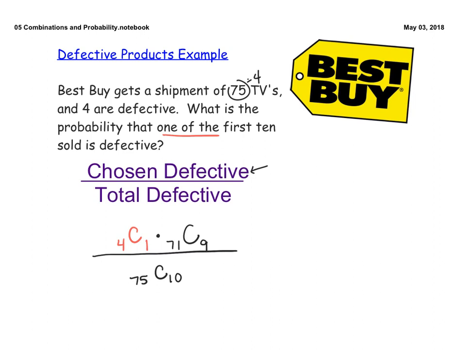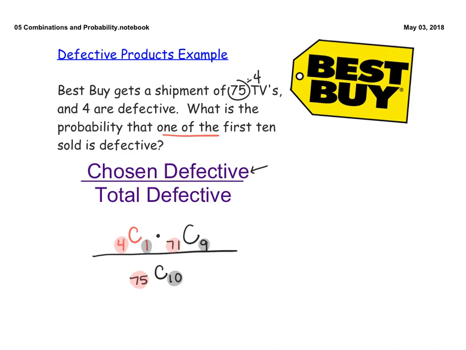Now let's just go through that one more time because I want to make sure it's really clear. This is where we're getting it to add up to be the 10 TVs. Okay, we have 1 defective, we have 9 that aren't, for a total of 10. Then when we look here, this is the total number of TVs altogether. 4 defective plus 71 that are not equal a total of 75.